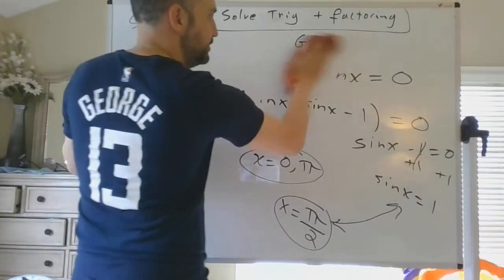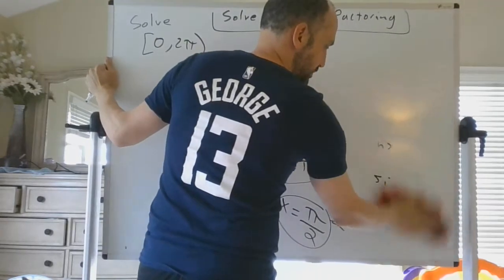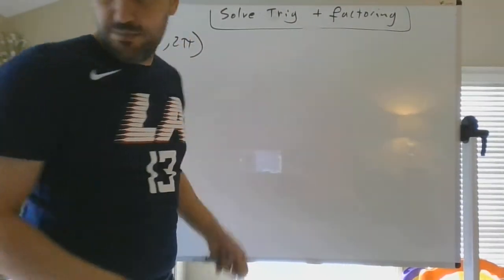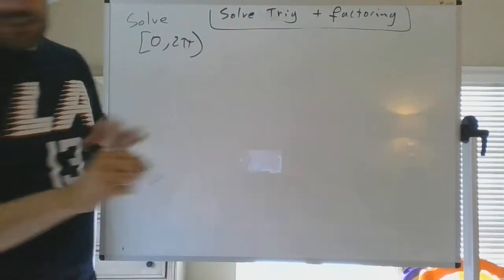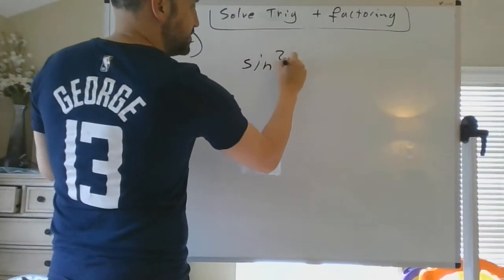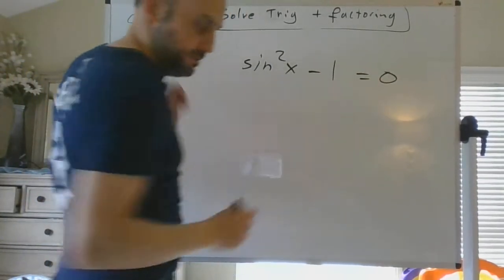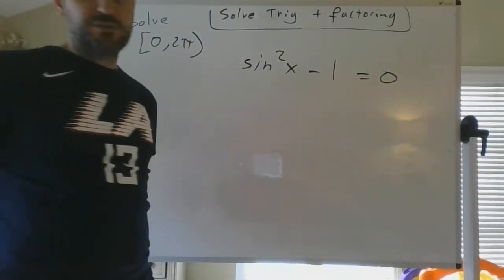Okay, I'm going to erase it. I'm going to look at it through the lens of, okay, how can I factor this? I'm going to look at it through that lens. So let's look at this problem. Sine squared x minus 1 equals 0. Okay, sine squared x minus 1 equals 0.